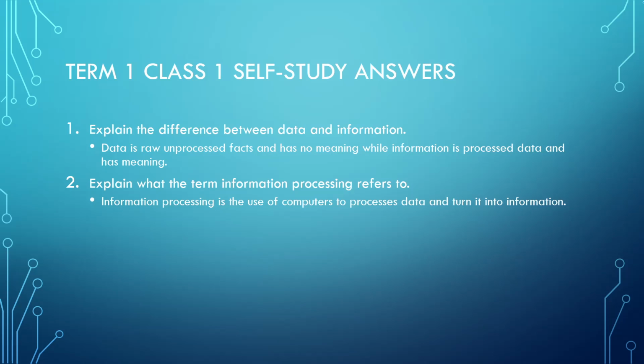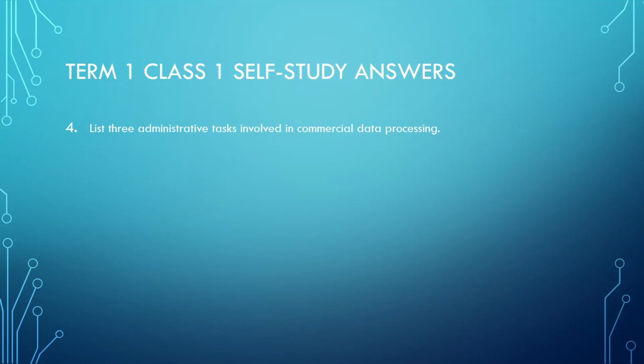You remember the four stages of information processing? That should be input, processing, output, and storage. Exactly. Good job. And any three administrative tasks involved in commercial data processing? There's, I think, 10 that I gave you to choose from. Making budgets, security, and sale transactions.